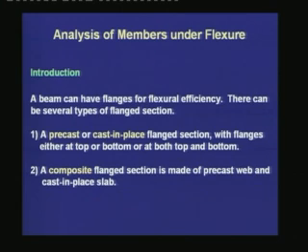Analysis of flange section. A beam can have flanges for flexural efficiency. There can be several types of flange section. First, a precast or cast in place flange section with flanges either at top or bottom or at both top and bottom. Second, a composite flange section is made up of precast web and cast in place slab. Let us now see a few examples of this type of flange sections.